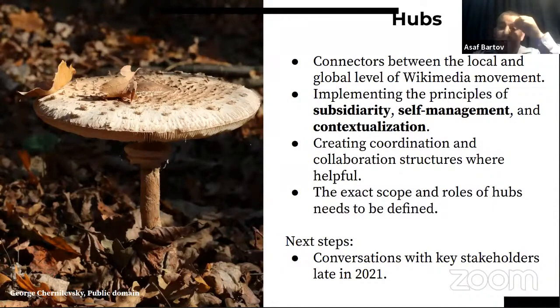So anyway, hubs, regional or thematic hubs, are supposed to be a sort of mid-level or intermediary body, organization between the very local level of Wikimedia communities and Wikimedia organizing and the very global level of Wikimedia organizing. And it has been discussed forever before this current strategy process. It has been discussed for at least a decade. The need for this sort of regional network.